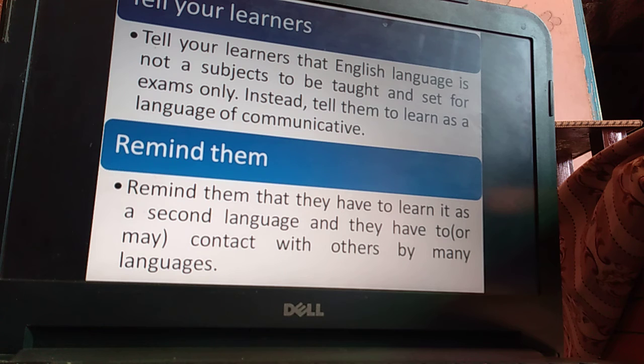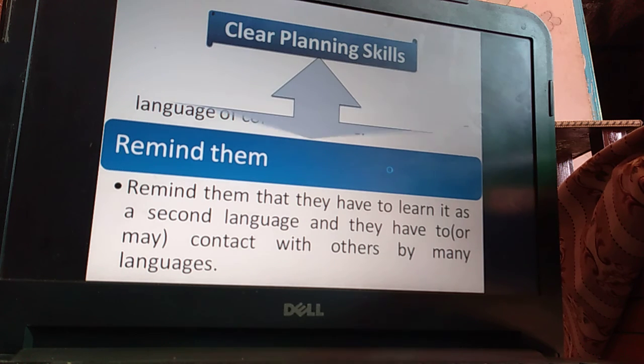It is going to be a language of communication, so you are going to teach them as a language, and remind them that they have to learn it as a second language, a foreign language, to be in contact with others through many languages.